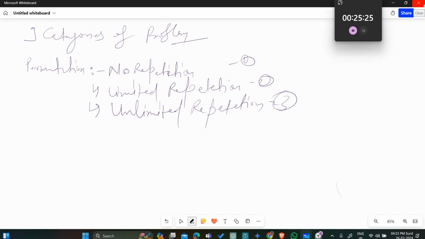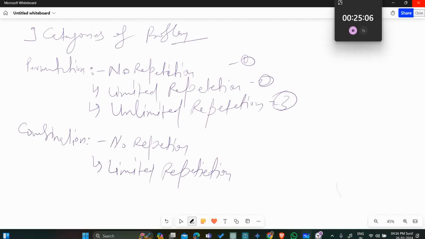Alright. Next is combination. One is no repetition. Second is limited repetition. Third is unlimited repetition. Right. These are these 4, 5, and 6. Number 7, 8, and 9 are three different ones.